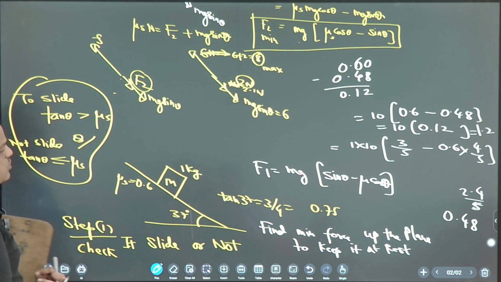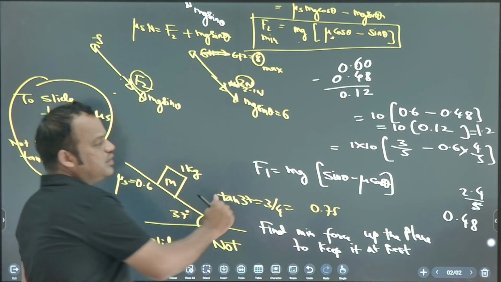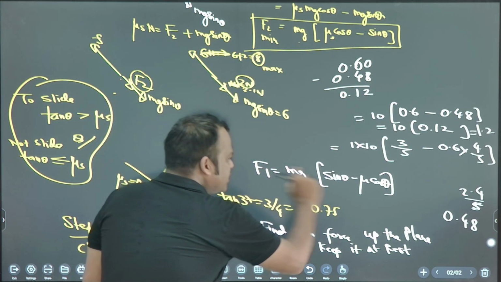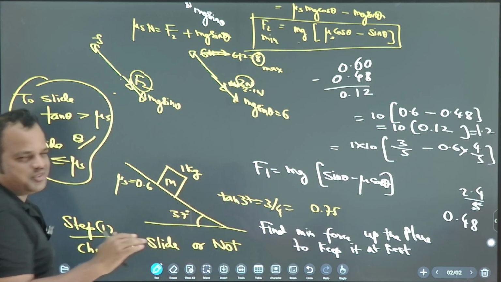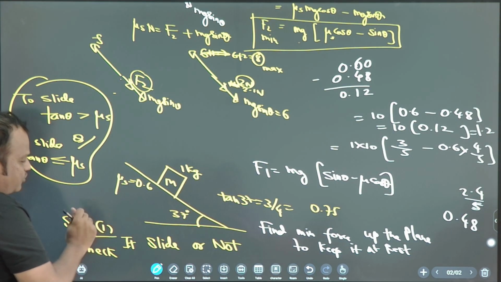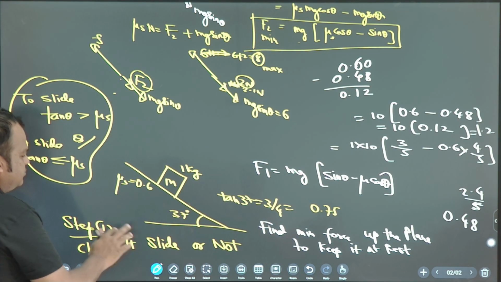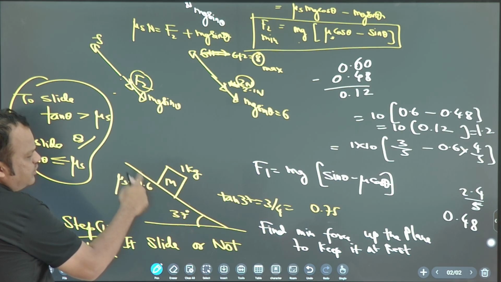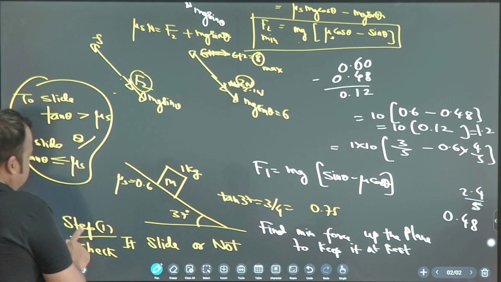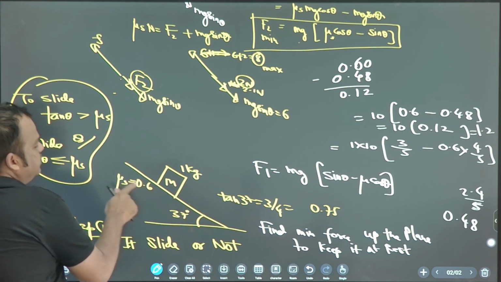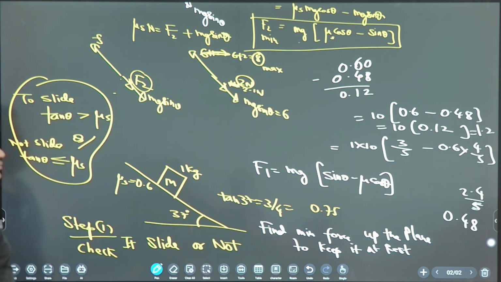First you understand. Understanding is also important. Just memorizing the formula will help. If a direct question comes like this, you directly use the formula. But you have to understand it also. First you have to check whether it is sliding or not. Okay, clear? Okay, done.